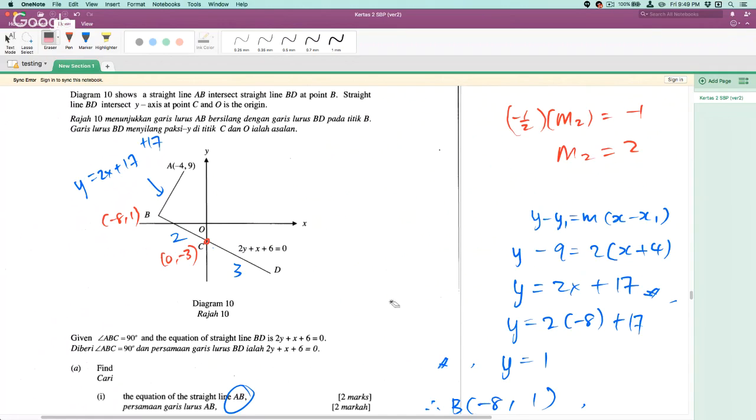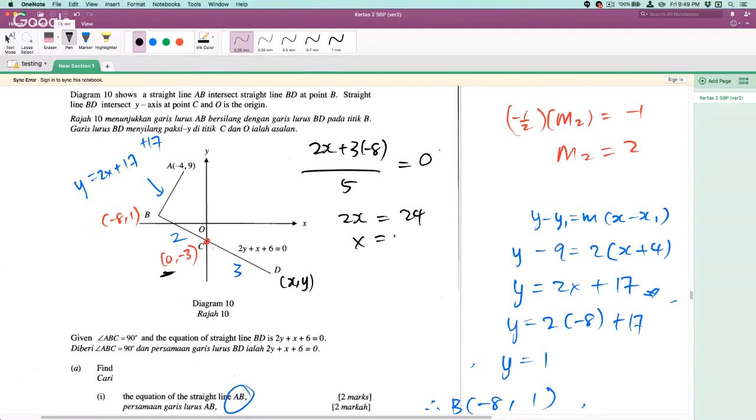All right, so after we have all this, just use the ratio formula. So I use my ratio formula here real quick. This one I do x and y. So 2 has to multiply the further one, I call 2x, plus 3 times -8, over 2 plus 3, which is 5, should equal the first coordinate, which is 0. So therefore, I will have 2x equals this is -24, so 2x equals 24, x equals 12.